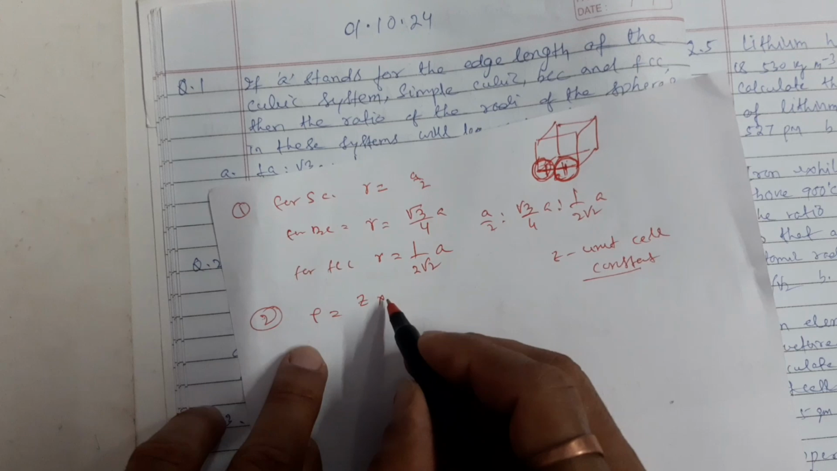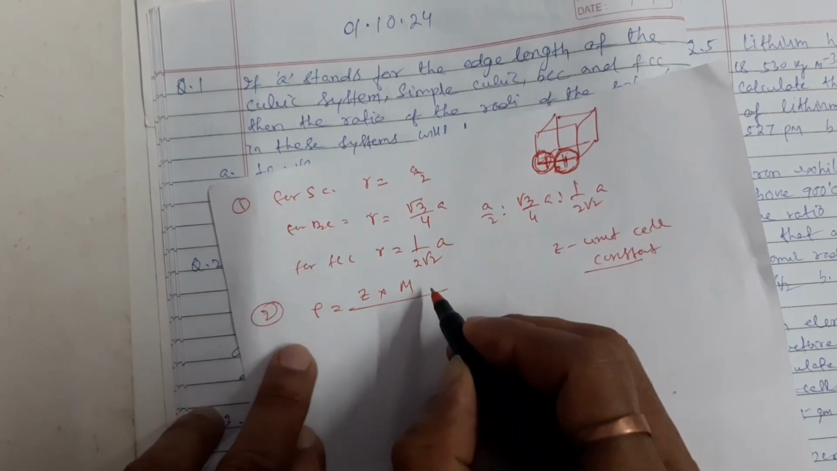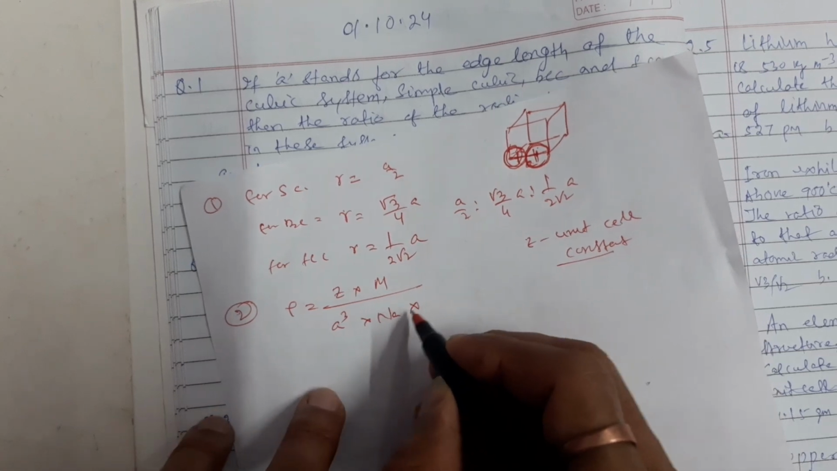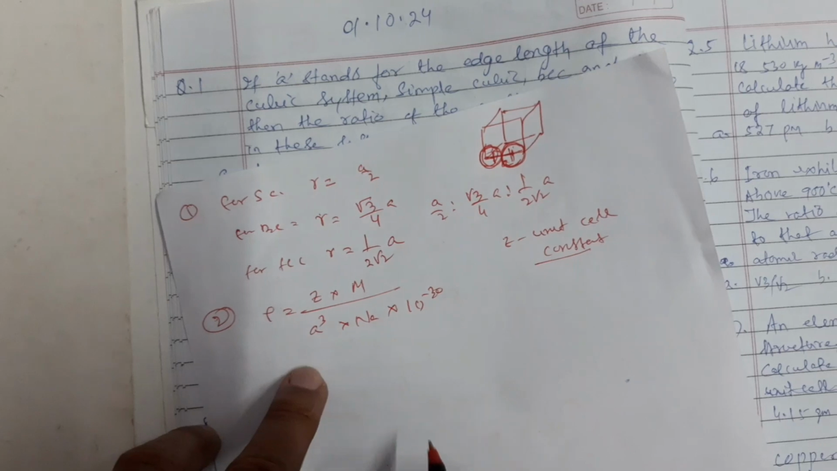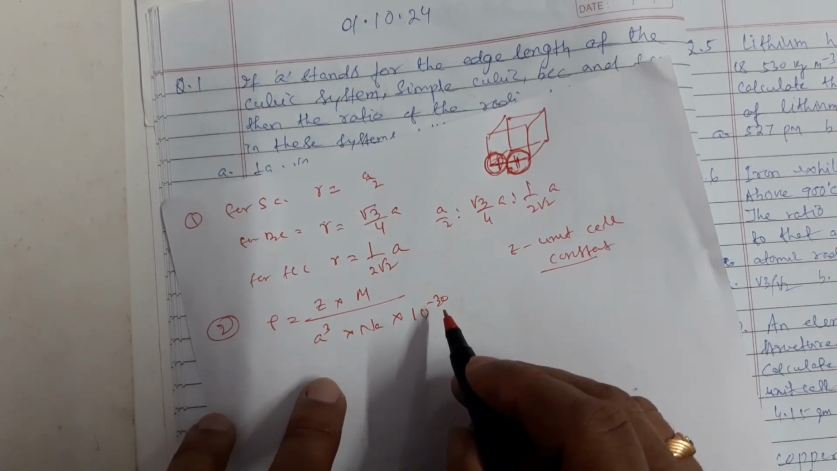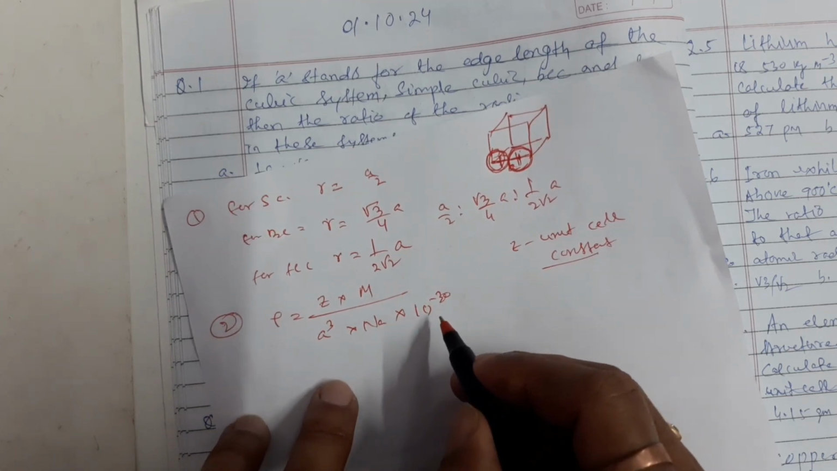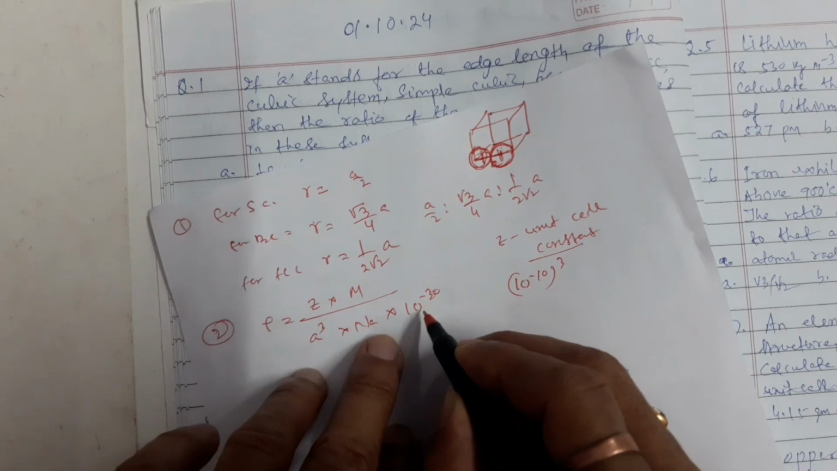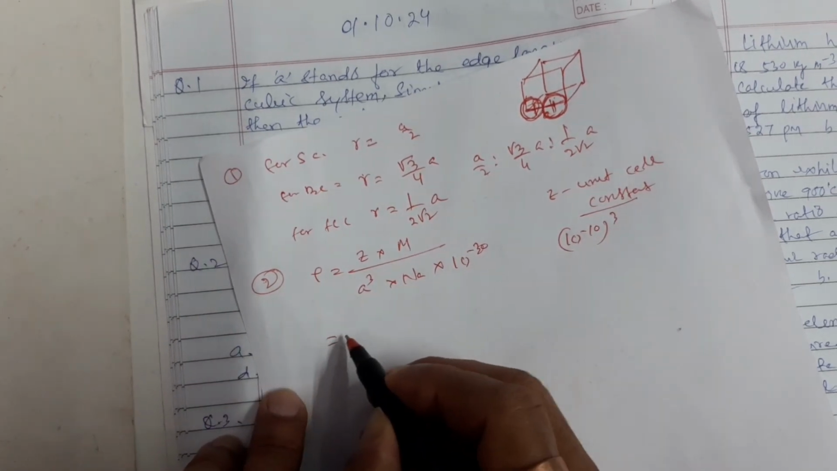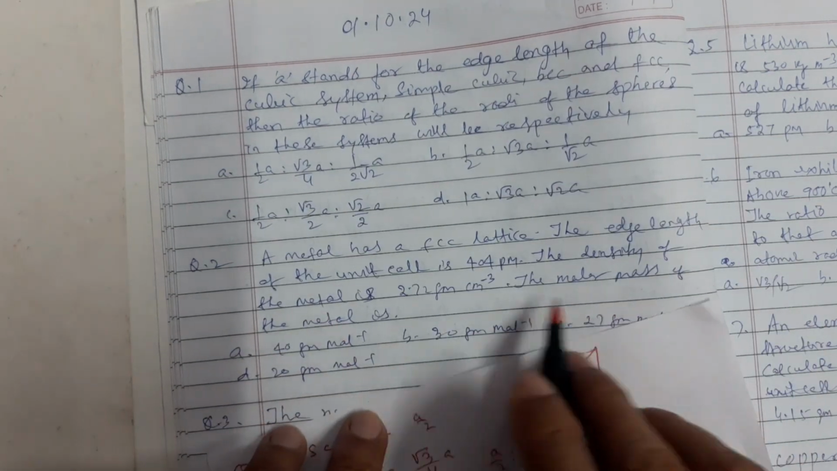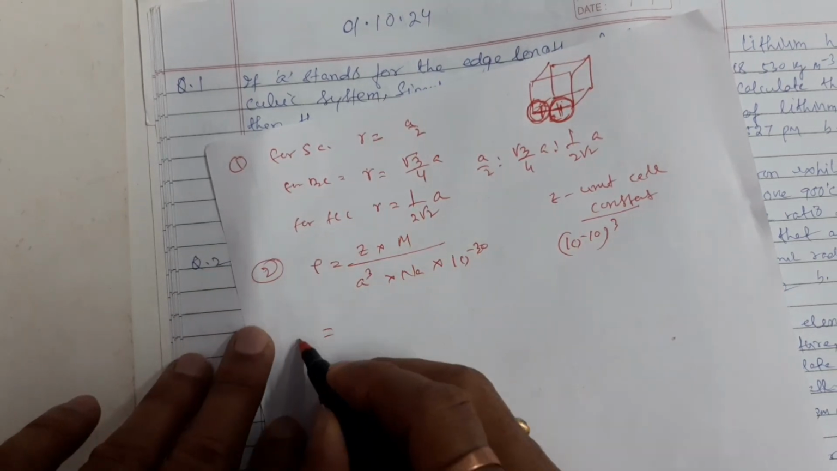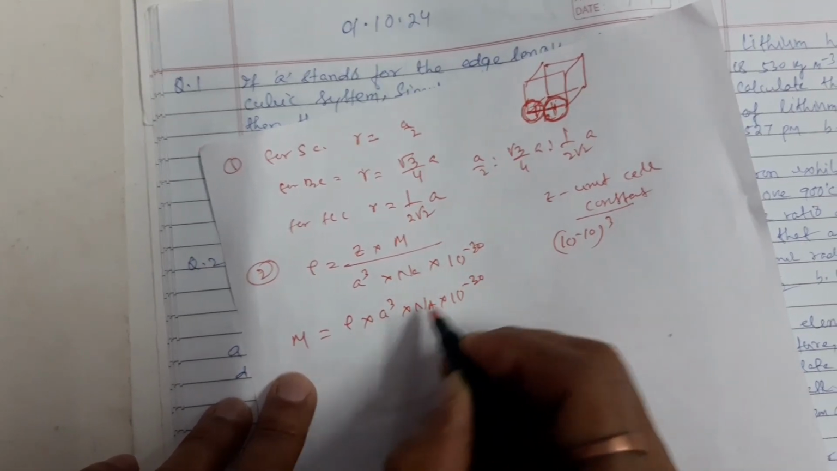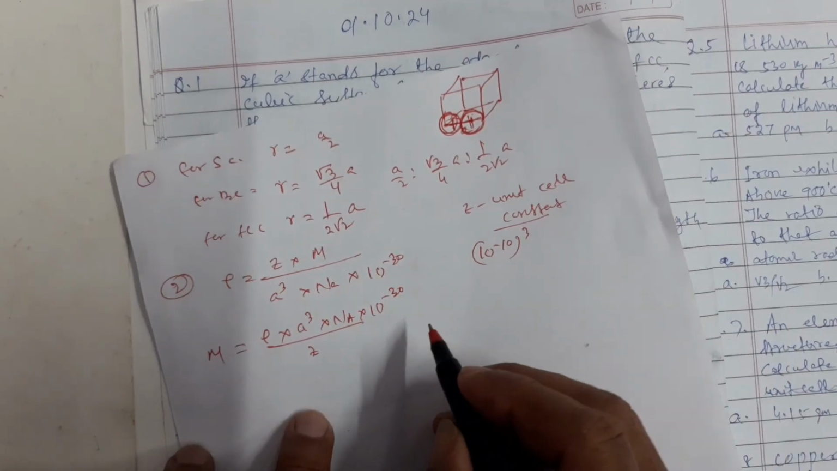So density is equal to Z multiplied by molar mass divided by a cube, the edge length cube, multiplied by Na, Avogadro's number, and you take 10 to the minus 30. Why is it so? Because pm is converted into the CGS system. Generally 10 to the power minus 10 you have to take, and you have to cube this, so directly 10 to the minus 30 is taken. What is asked is the molar mass of the metal. So for M, you have to take rho multiplied by a cube multiplied by Na multiplied by 10 to the power minus 30 divided by Z.